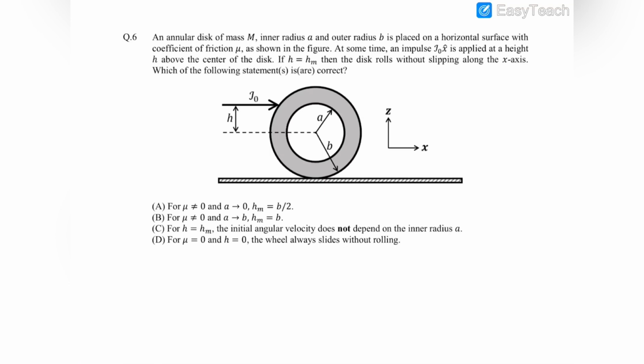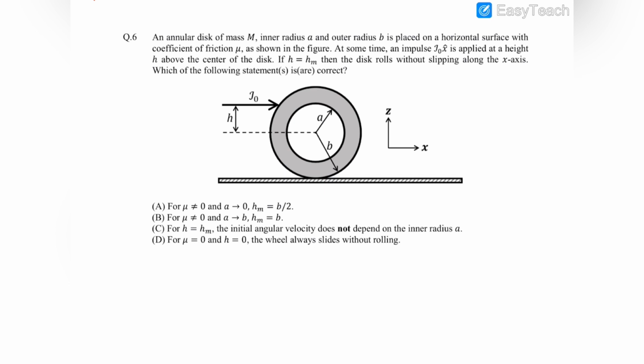This is an annular disk of mass m, and its inner radius is a and outer radius is b. It is placed on a horizontal surface of coefficient of friction mu as shown in the figure, and at some time an impulse J equal to J naught i cap is applied at a point which is at a height of h above the center line of the disk.